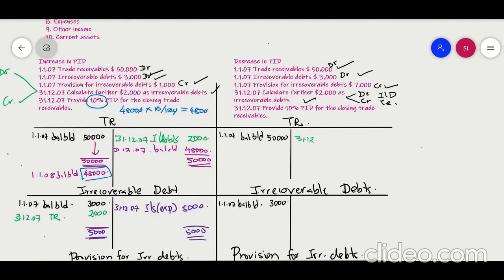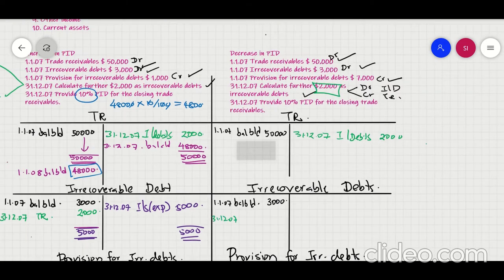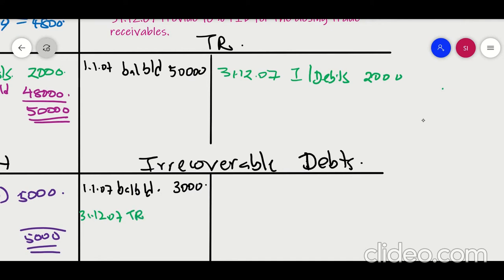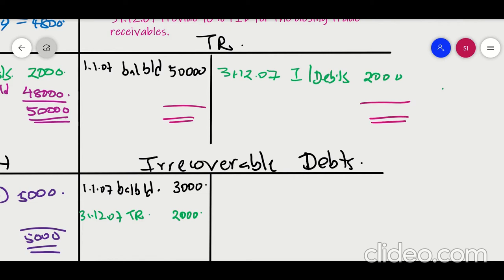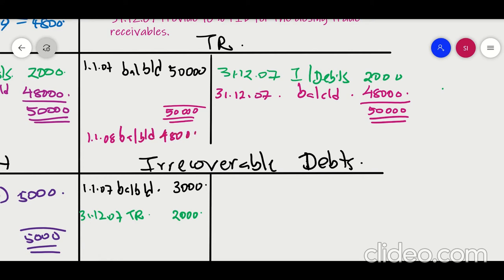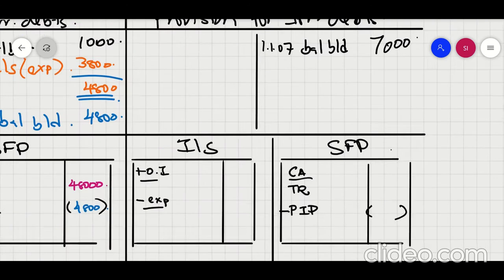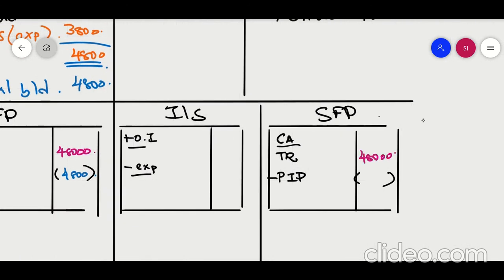So it's on 31st 12/07, irrecoverable debts worth 2,000, and then 31st 12/07, irrecoverable debts account, opposite account's name trade receivables worth 2,000. Now let's balance the trade receivable account. You can see that the debit side is greater, 50,000, 50,000, take away 2,000 gives 48,000 as balance carried down, 31st 12/07. And then 11/08 balance brought down 48,000. Now let's take this 48,000 to statement of financial position on the current asset.